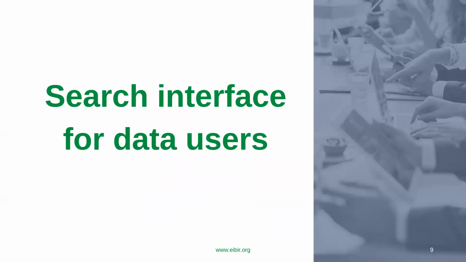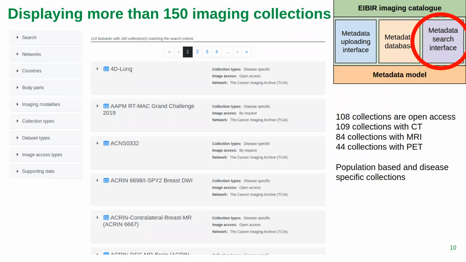So this is the search interface for data users. It is displaying more than 115 image collections. We have 108 collections that are open access, 109 that have CTs, 84 that have MRIs, 44 collections that have PET, and they are mostly population based, and this is specific collections. So this is how the interface looks.